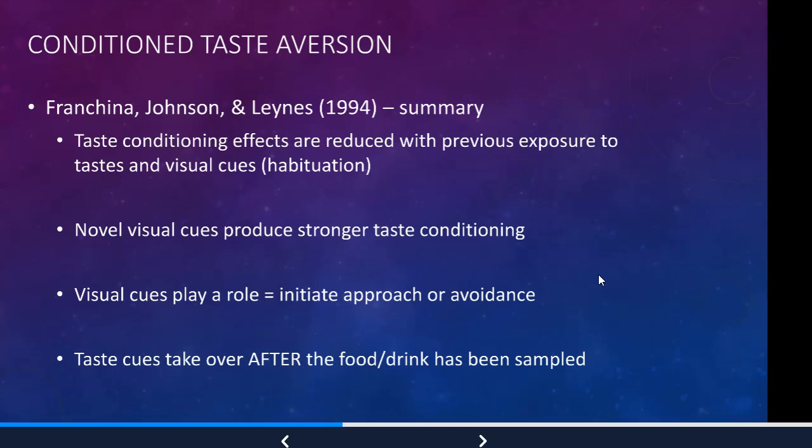So what's the upshot of this? The key things I want you to take away from this. So taste conditioning effects first are reduced with previous exposure to taste and visual cues, right? So you're going to have the greatest taste aversion conditioning if it's a novel food, if it's the first time you've had it, right? Otherwise, you have multiple experiences. It's going to be harder to form that association. And probably what's happening here is you're habituating, right? You're habituating by eating foods that you always eat and they don't always make you sick. So novel visual cues produce stronger taste conditioning. So it's not just the taste, but it's also the visual cues. That was really important. Visual cues were playing a role here.